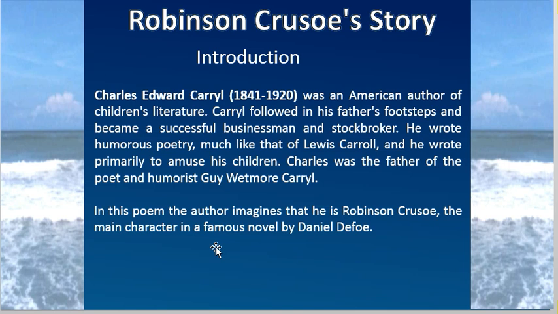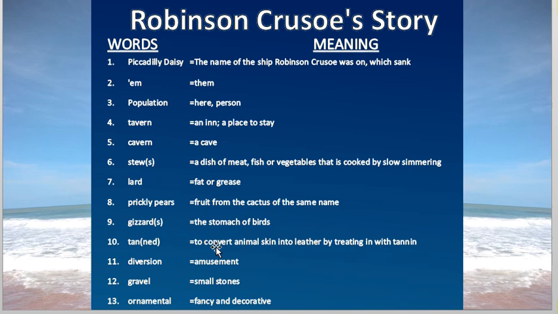Before we begin reading the poetry, let's first read the words and their meaning, the words which you are going to encounter in the poem. So the words list is here. Number one, Piccadilly Daisy. This is the name of the ship Robinson Crusoe was on. This is the ship which sank in the novel. 'Em is an old short English word which means them. Population. Here it means person.